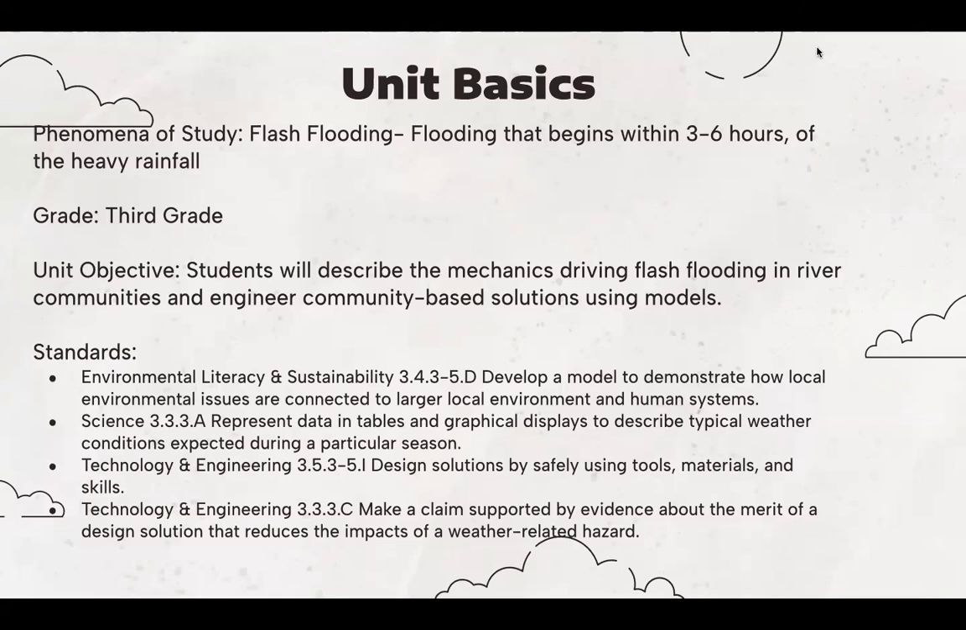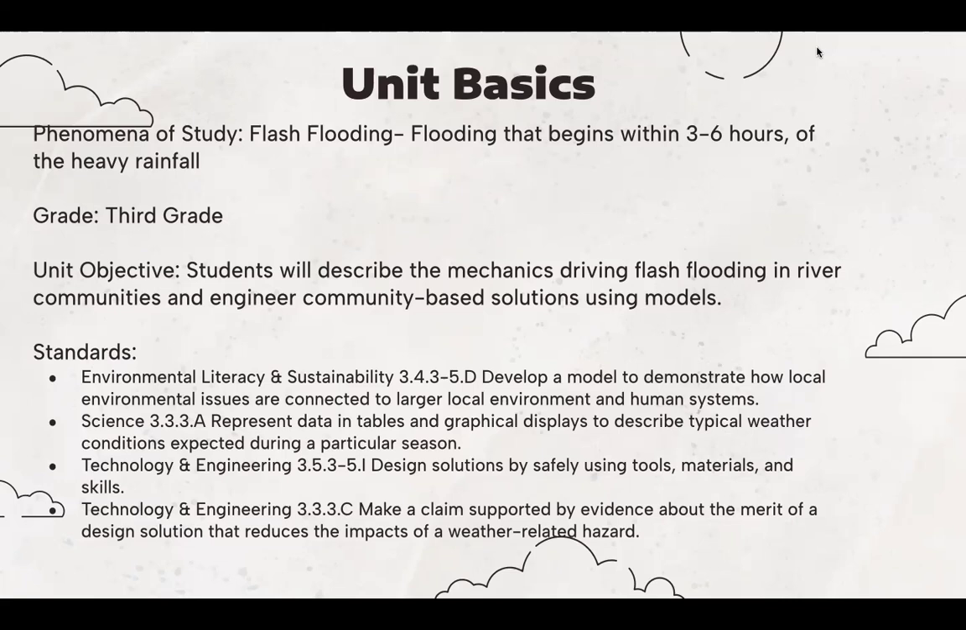This unit is designed for third grade students, and the objective is to have students understand flash flooding in our communities to the point where they can begin to engineer solutions to solve these problems we all face in a way that applies some of their scientific learning.